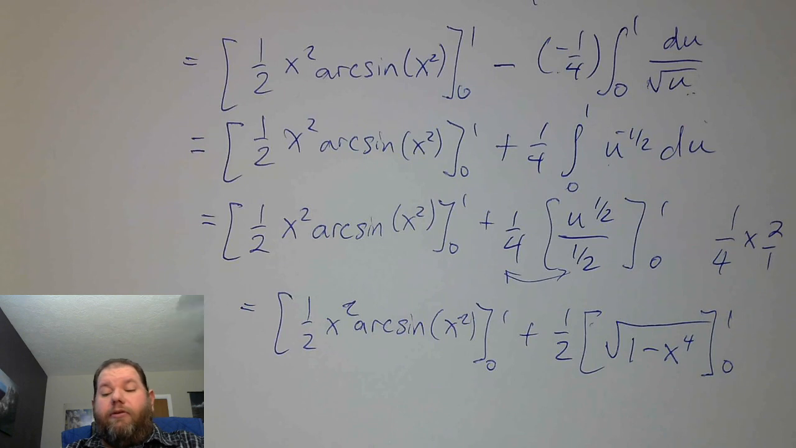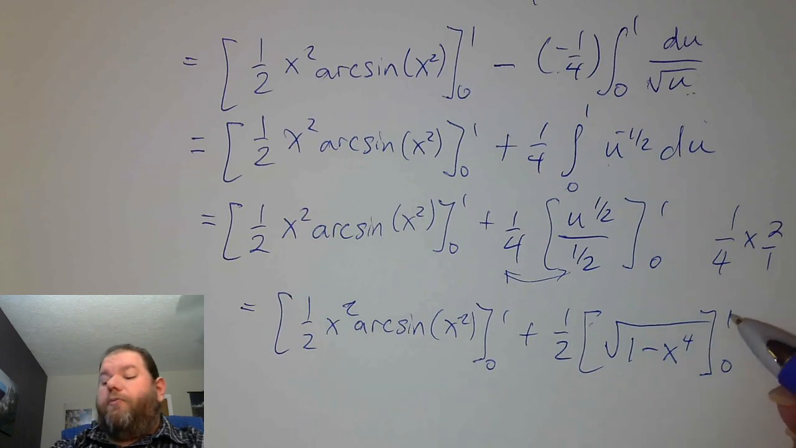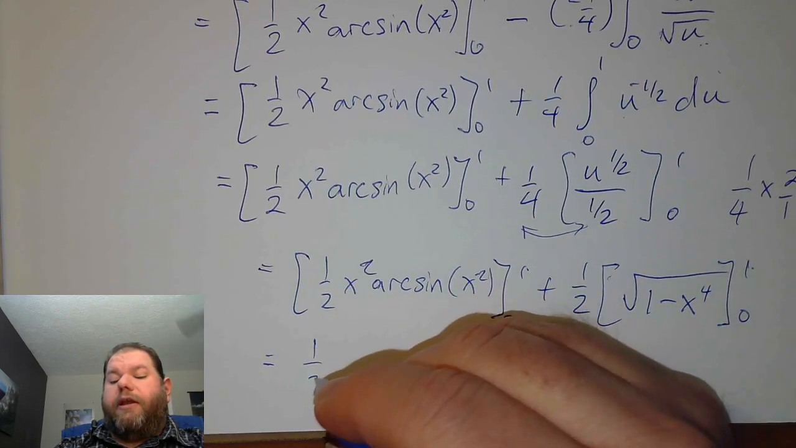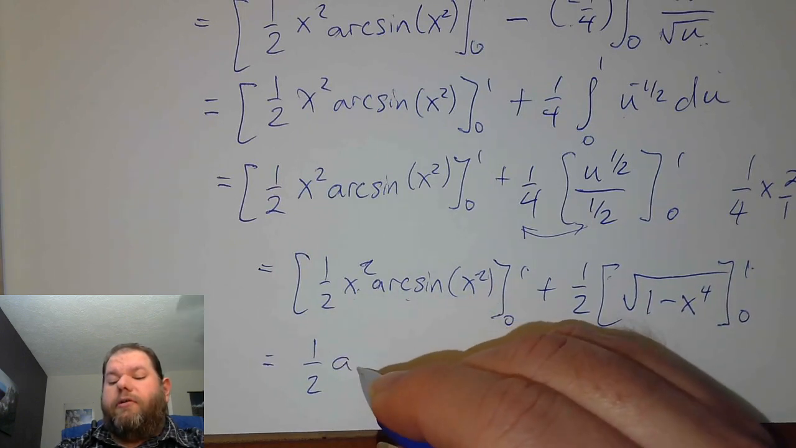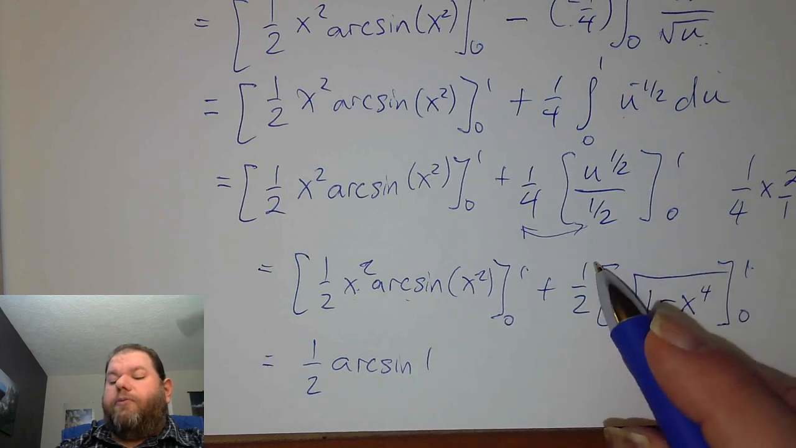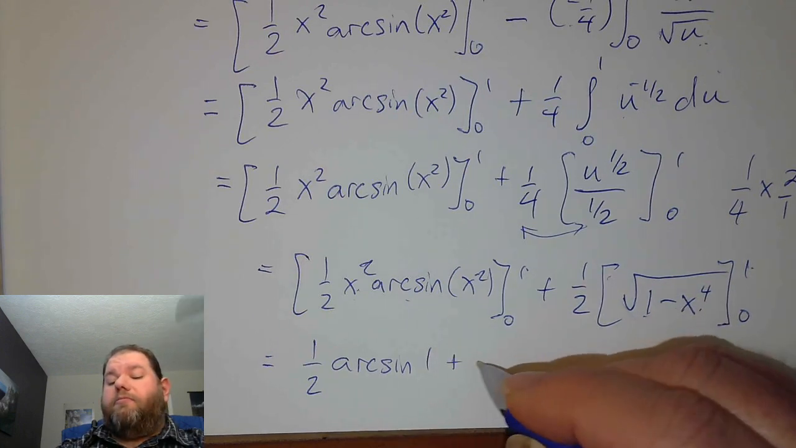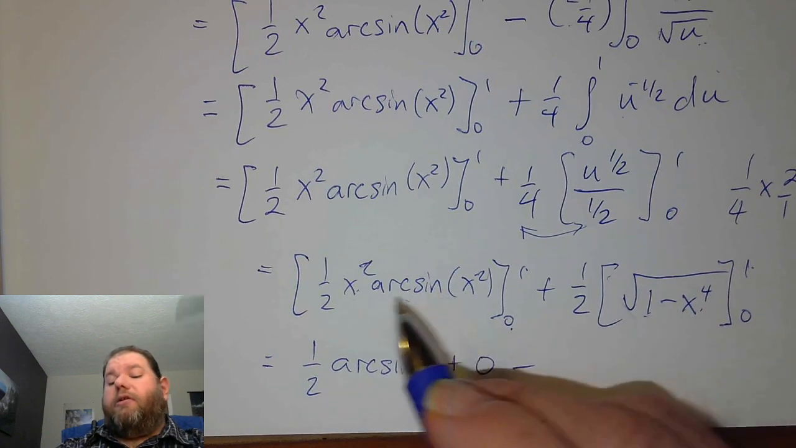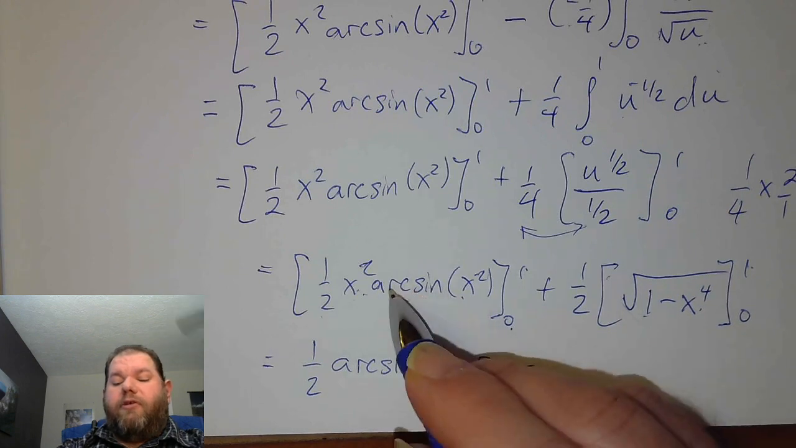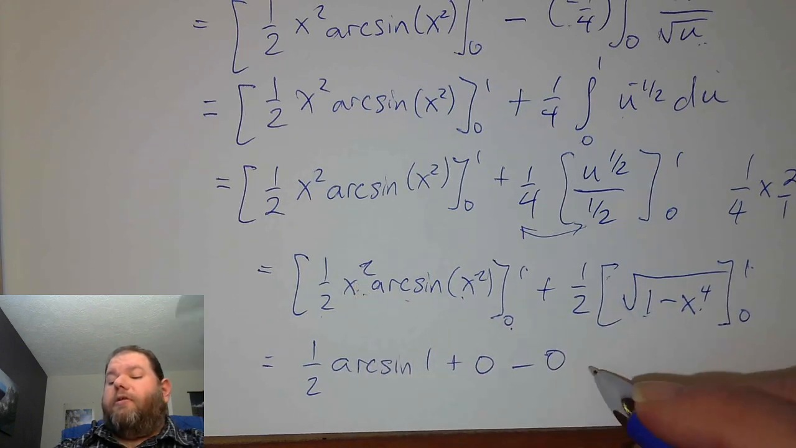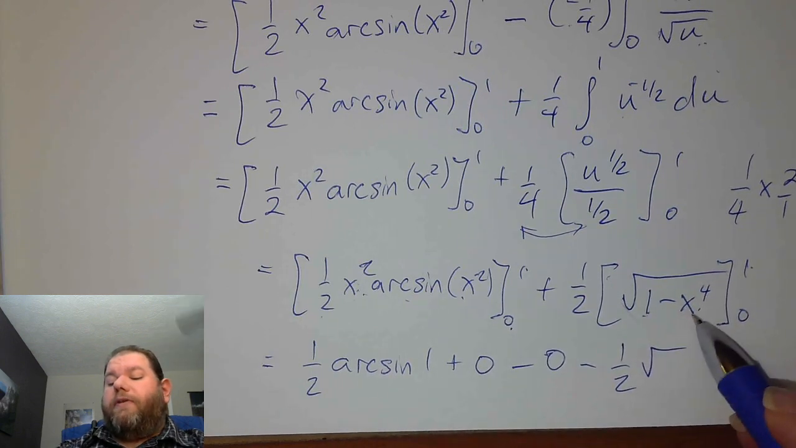Finally, we're at a point we can plug in our limits of integration. So now we can plug in our 1 for x in both terms. So plugging in x equals 1 gives us a 1/2 times 1 times arc sine 1, plus a 1/2 times square root of 1 minus 1, which is 0. Okay. Minus, plug in the 0, so we have 1/2 times 0 times arc sine 0. Doesn't really matter what arc sine of 0 is, which is 0, incidentally. But this is 0 as well, which zeroes out the whole term. Minus 1/2 square root of 1 minus 0, which is just square root of 1.